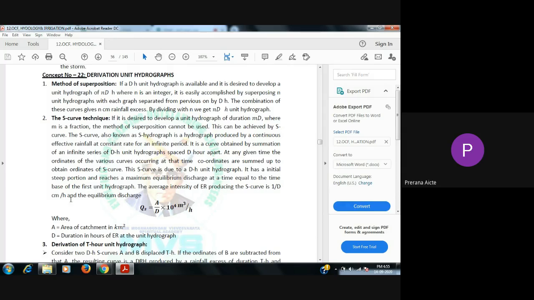It has an initially steep portion and reaches a maximum equilibrium discharge at a time equal to the time base of the first unit hydrograph. The average intensity of effective rainfall produced in the S-curve is 1/D centimeter per hour, and the equilibrium discharge, this is an important formula, Q_s equals A/D times 10^4, directly gives meter cube per hour. But the area is in square kilometer only. So if A is in square kilometer, this formula is applicable. D is the duration in hours of effective rainfall of the unit hydrograph. As it is 10^4, the equilibrium discharge is obtained in meter cube per hour.